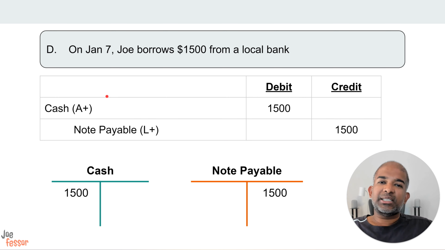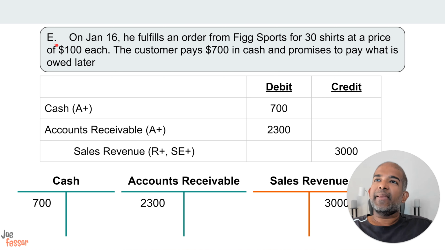Again, on the balance sheet, you see that the assets go up by $1,500 and the liabilities go up by $1,500, so the equation stays in balance. Looking at the T accounts, cash will be debited $1,500, so it goes on the left, and note payable would be credited, so it goes on the right. Moving on to transaction E.